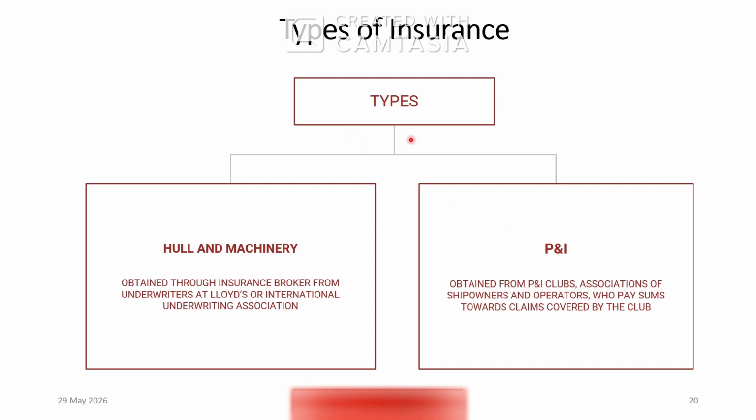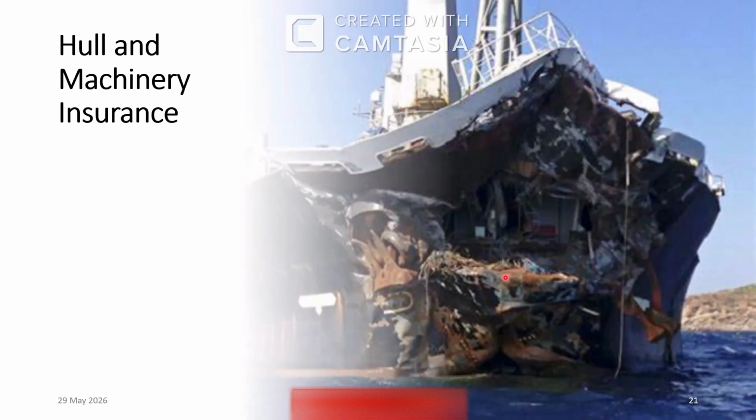Let us see the types of maritime insurance. In maritime insurance, there are basically these 2 types of insurance. The first one is hull and machinery insurance, and the second one is P&I insurance. We call it protection and indemnity insurance. We'll discuss these 2 types of insurance in the following lecture.